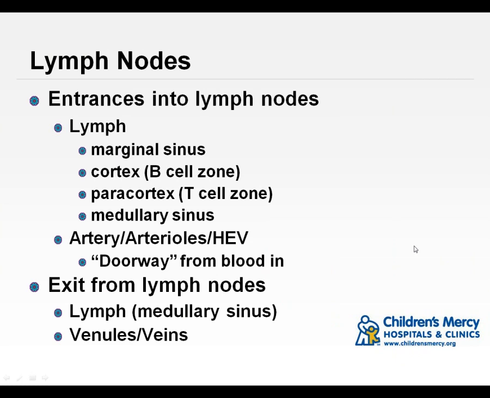So there are two entrances into a lymph node for the bacteria and relevant cells to get into them. So one is through the lymph, where it travels from the marginal sinus into the cortex, where the B cell zone is, to the paracortex, where the T cell zone is, and the medullary sinus, and I'll show you a picture in a minute. But the artery or arterioles are also an entrance.